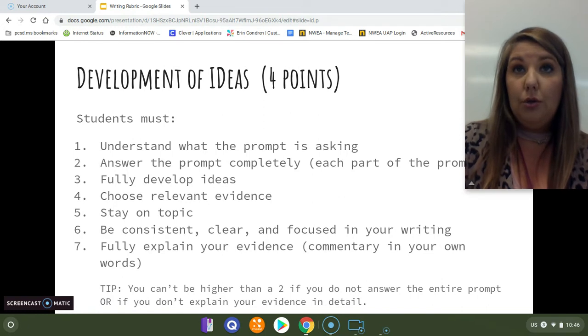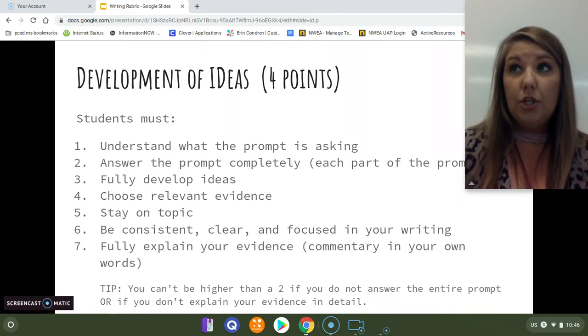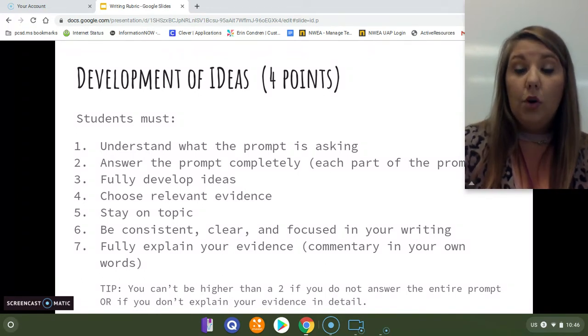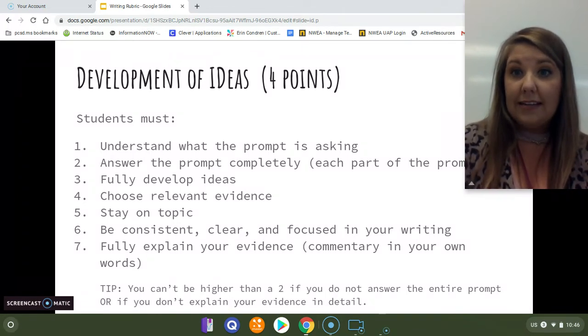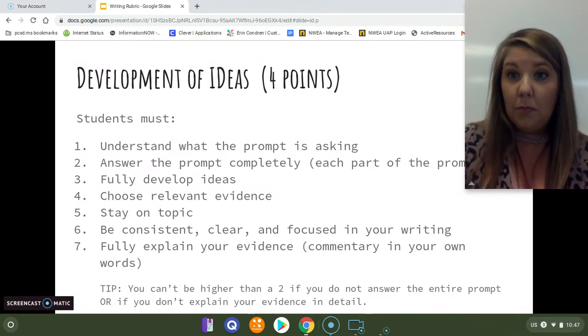As you get older and go through the grades, once you get to 5th and 6th grade, your prompts may be multi-step. You can have a multi-step writing prompt just like you have a multi-step math problem. You have to answer every part to get it all correct. You must fully develop your ideas, and that goes back to answering that entire prompt. Choose relevant text evidence. Not only do you choose a piece of evidence, but it has to be relevant to what the question is asking. And your evidence must be explained by your commentary.